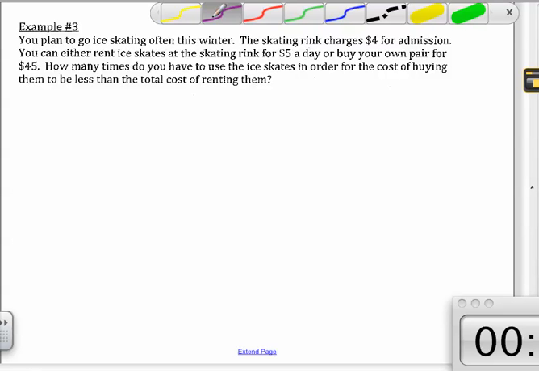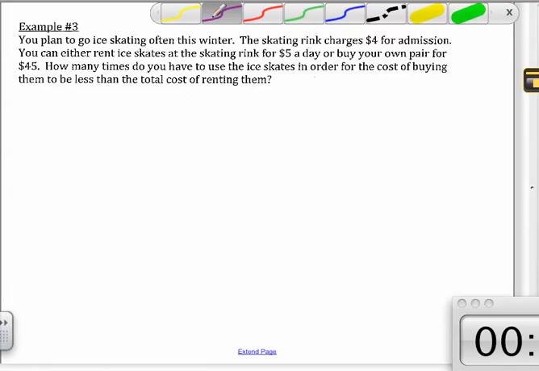The skating rink charges $4 for admission. You can either rent ice skates at the skating rink for $5 a day or buy your own pair for $45. How many times do you have to use the ice skates in order for the cost of buying them to be less than the total cost of renting them?